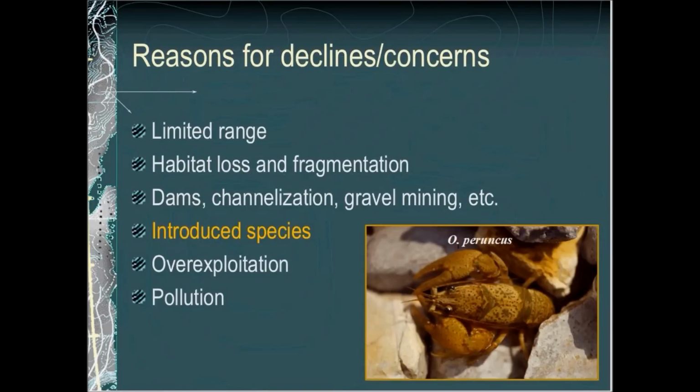So what are some reasons for the decline? Limited range is particularly true for some of these animals. Some of these species have very limited distribution. We're going to talk about a couple that I worked on that are only found in the upper portions of one watershed, and that's not uncommon.